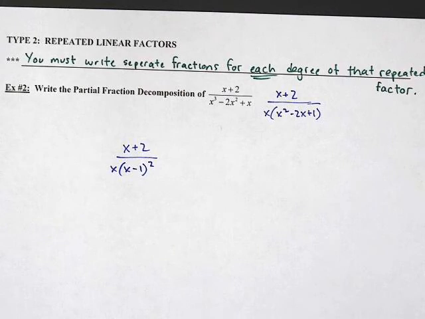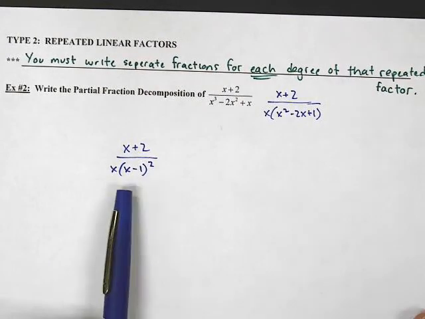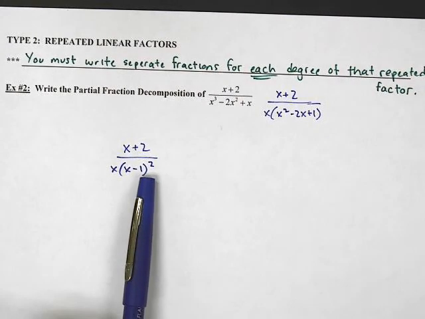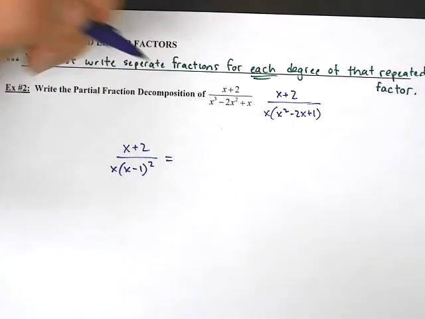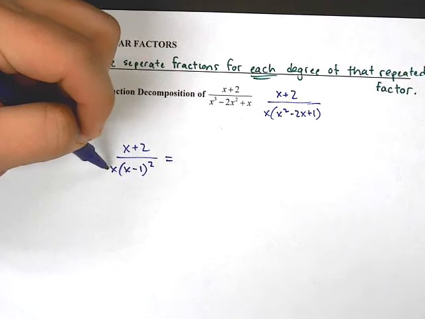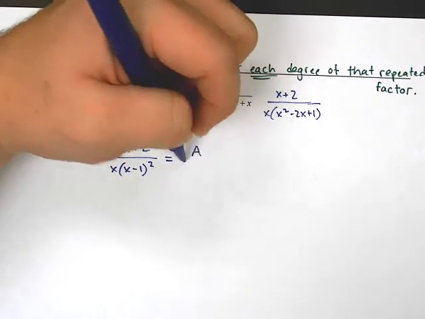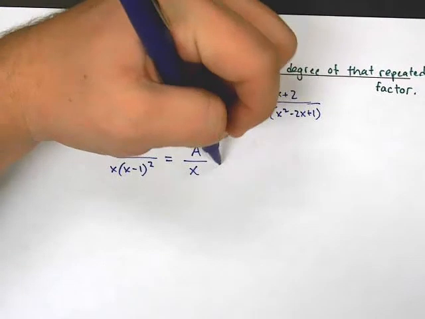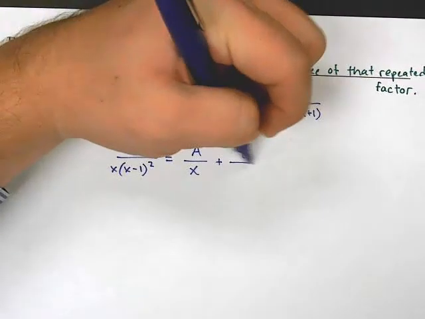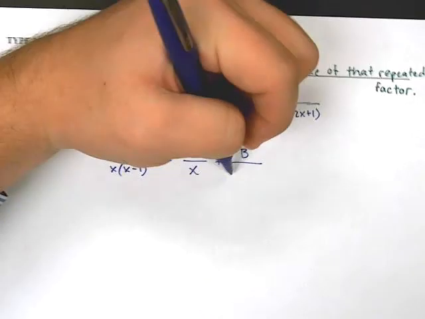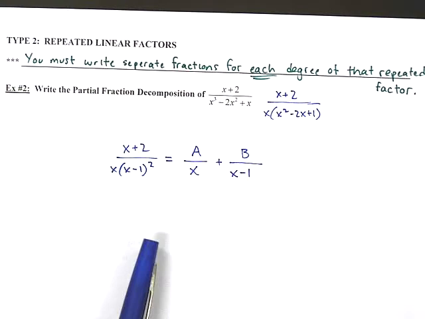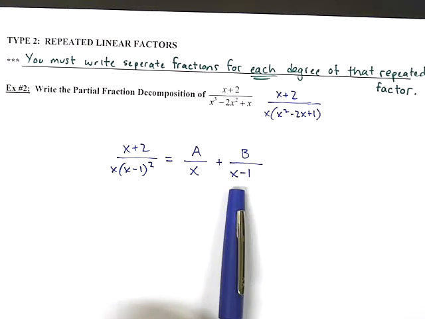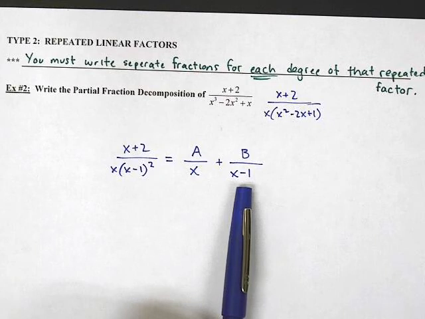Okay, this is what I'm getting at. I know that I have a repeated linear factor here. So the easiest one, and again, this x is its own linear factor, so I can absolutely just write A over x. Alright, that's the easy one. This is the tricky part. B, I need to include x minus 1 as a separate fraction.